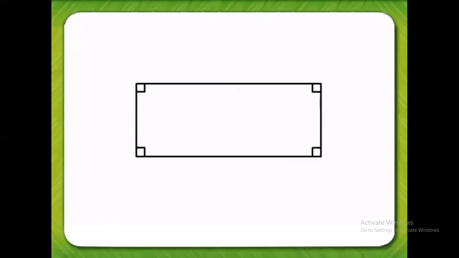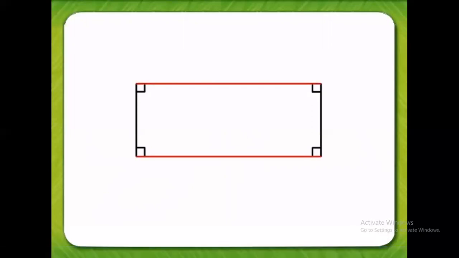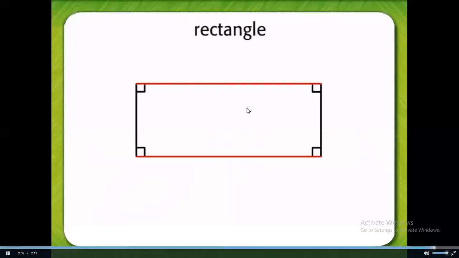Let's use what we have learned to describe and identify this quadrilateral by its sides. The opposite sides of this quadrilateral are the same length and are parallel. So it is a rectangle. It is also a parallelogram.